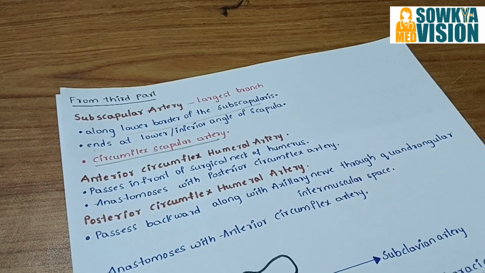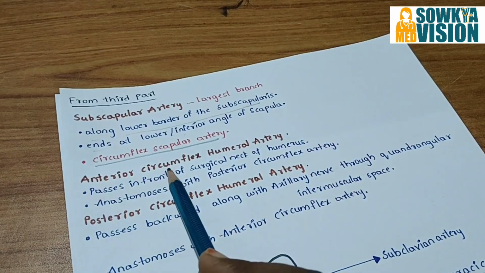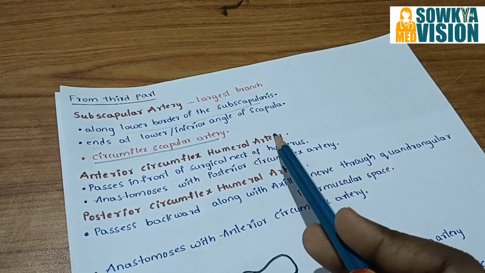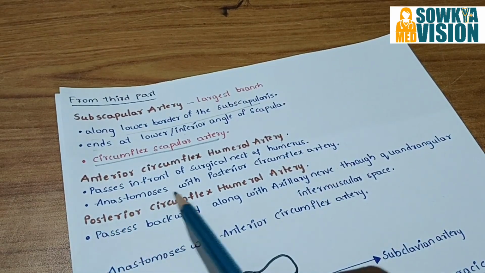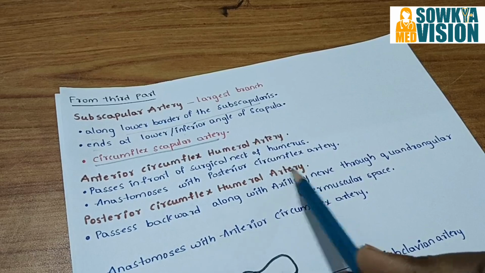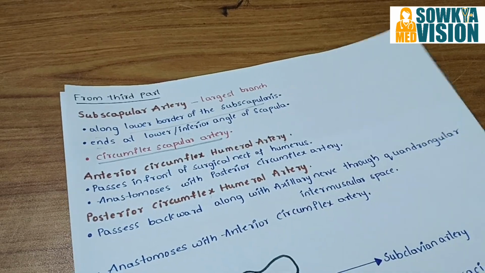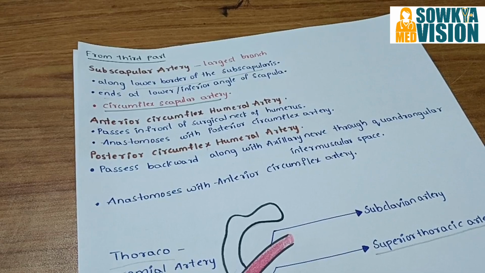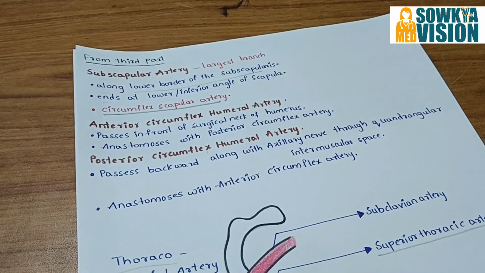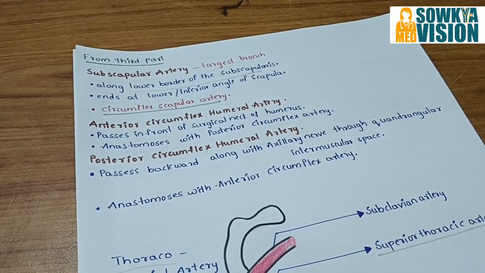Now the second branch from the third part is the anterior circumflex humeral artery, and the third branch from the third part is the posterior circumflex humeral artery. These 2 arteries anastomose with each other.